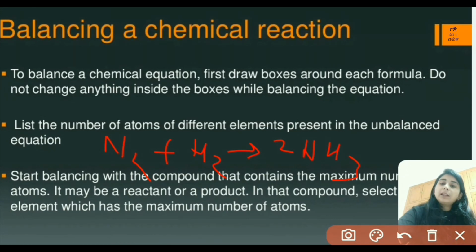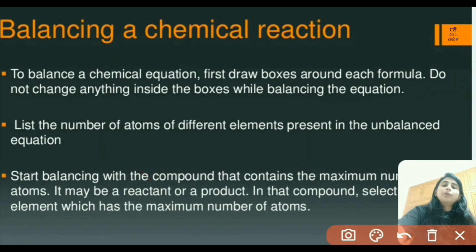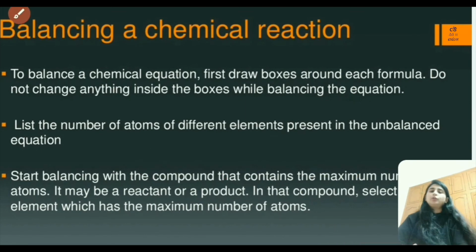But if I place a 3 in front of hydrogen, this gives a value of 6, and this shows that now the number of nitrogen and hydrogen atoms on the reactants as well as on the product side are equal. Therefore now this reaction is balanced. So this is the protocol that you people have to follow. Now I'm just going to read out all the statements so that you people could note it down.